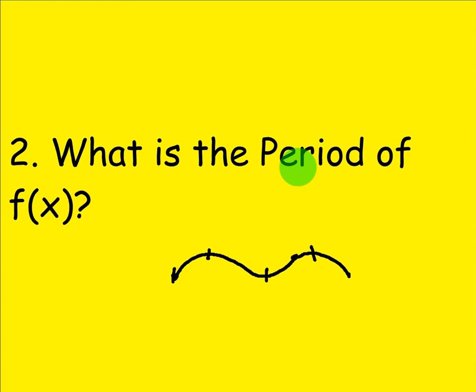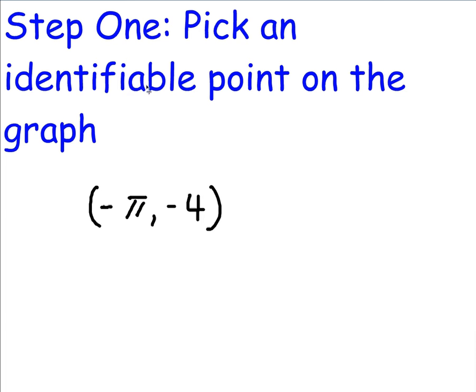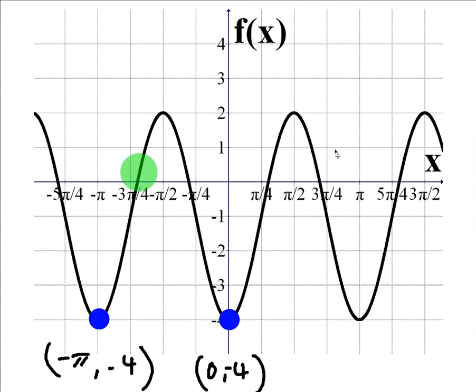Now if you remember when we studied trig functions, the period is the horizontal distance it takes to repeat itself. So here's what we're going to do. Step 1, we're going to pick an identifiable point on the graph. Now, what do I mean by identifiable? Something that can easily be located.